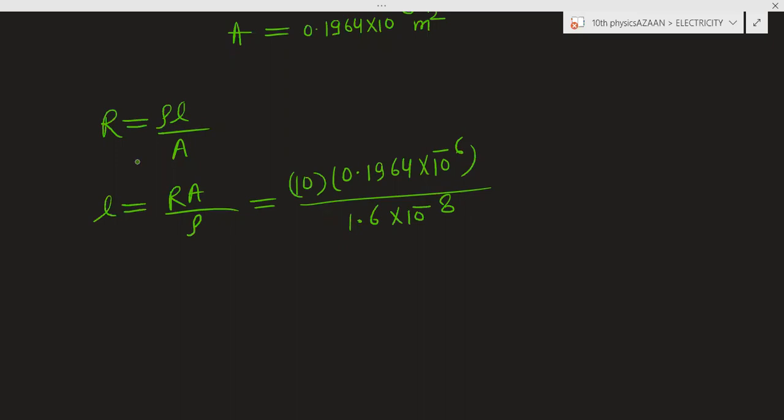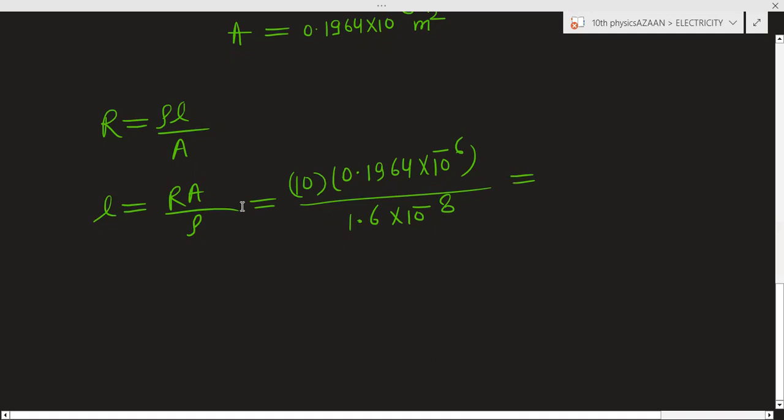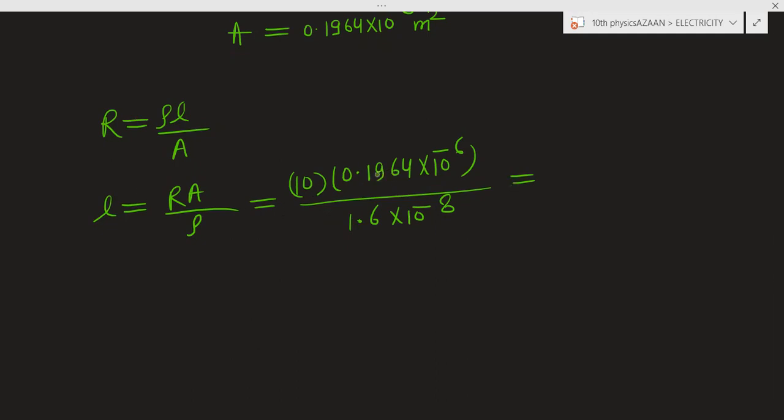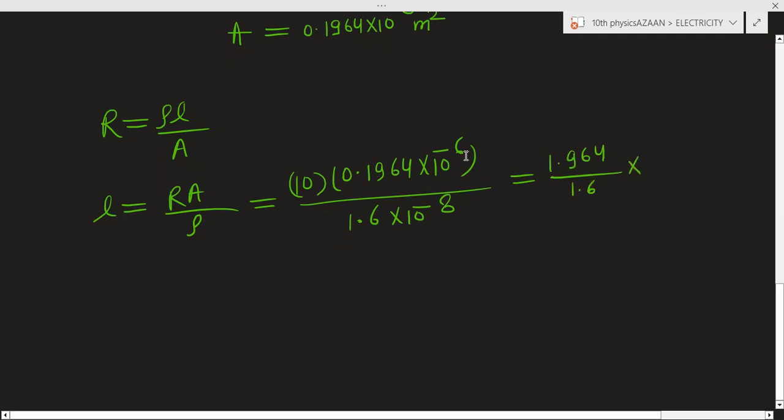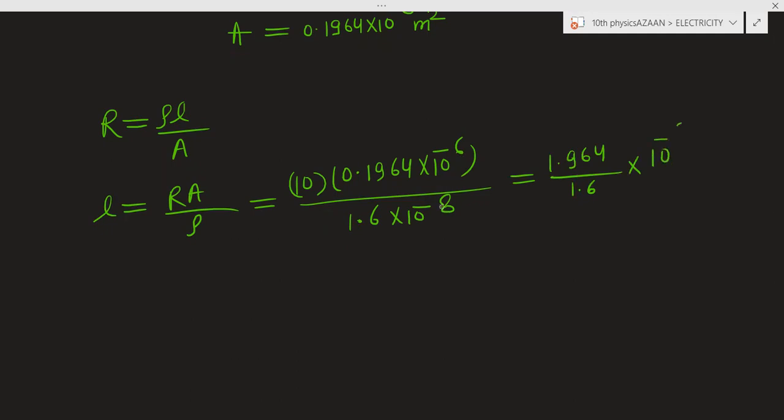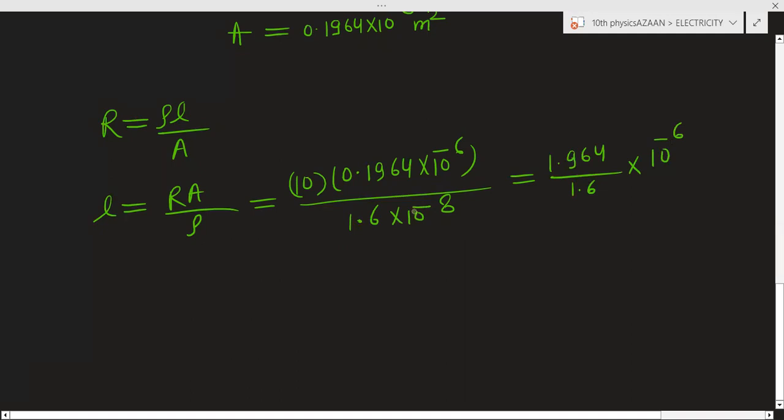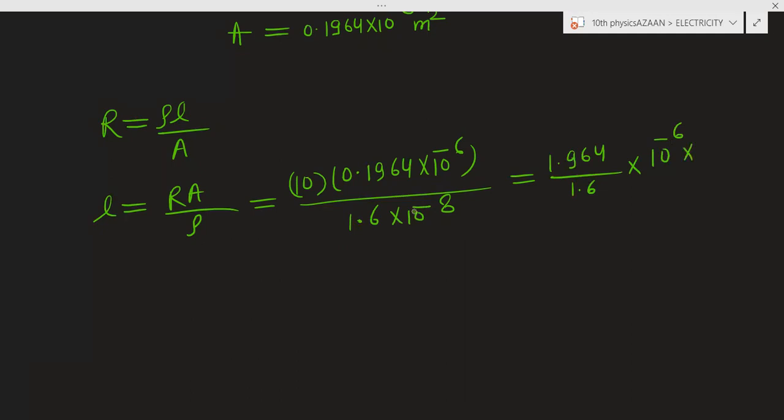Okay. So this is 10. So when you multiply this 10 with this number, it will be 1.964, and this is 1.6 here. And here this is 10 to the power minus 6, this is 10 to the power minus 8. So you can write 10 to the power minus 6, and in the numerator this 10 to the power minus 8 becomes 10 to the power 8.